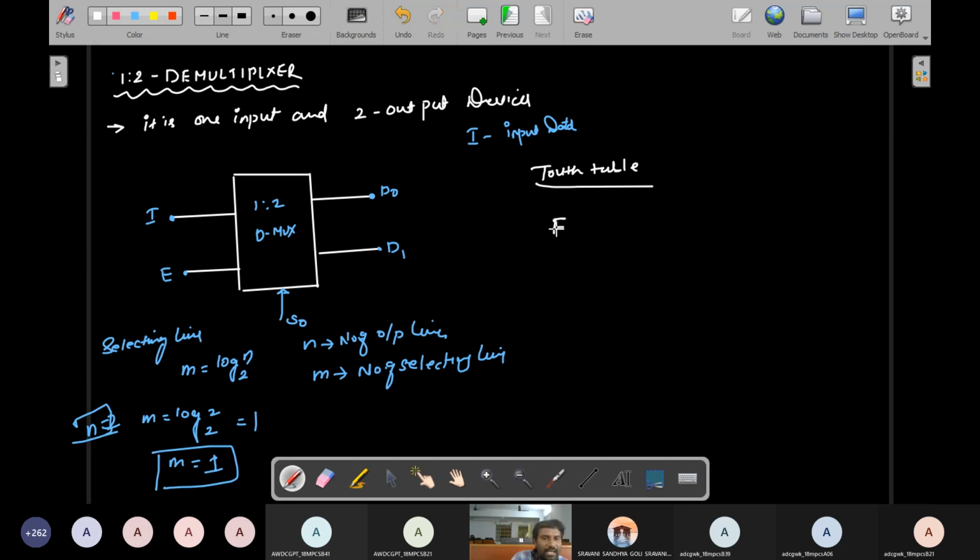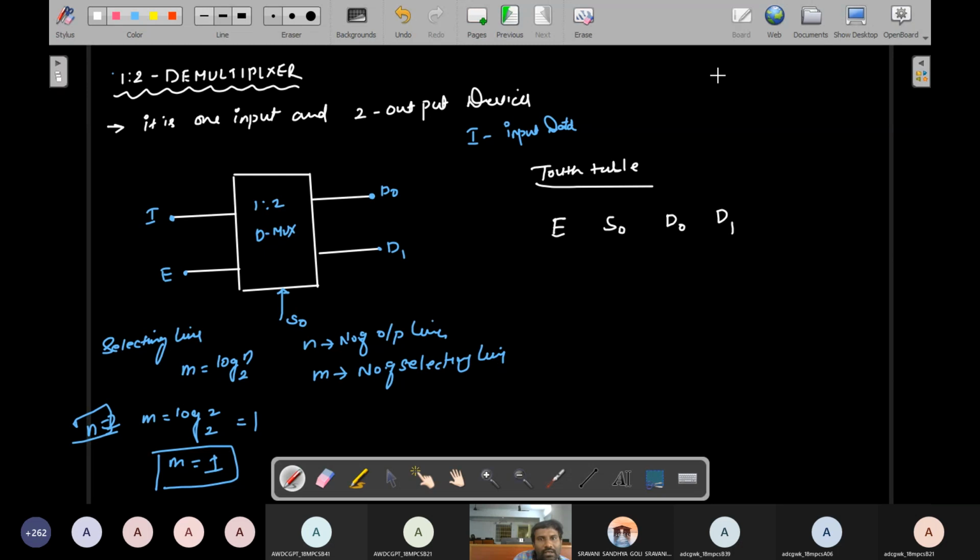Simply, the enable terminal is this one, the enable. The only selecting input is S0. This is the selecting input, and the outputs are nothing but D0 and D1. So, if you remember, this is how the truth table will be written.